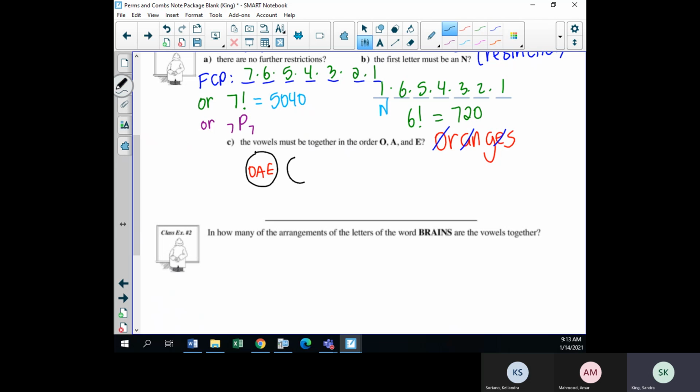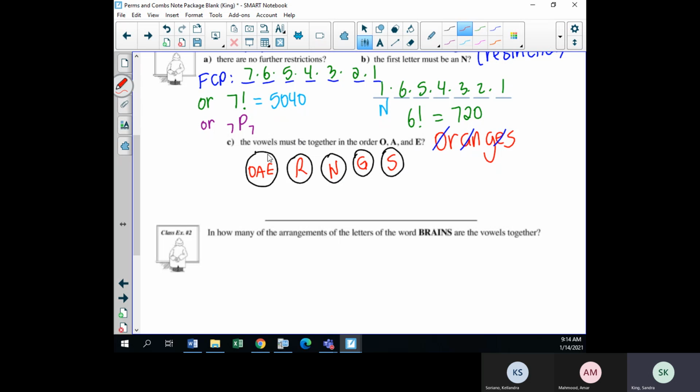So what that means is I would have another disc with the letter R, another disc with the letter N, another disc with the letter G, and another, or last, disc with the letter S. So the vowels O, A, and E must be together. So I've got O, A, and E together on one disc. And from here, how many discs do you have total? That's 5 different discs.